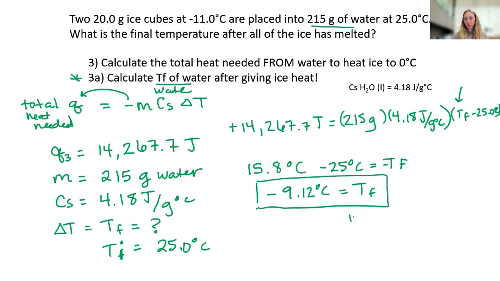And that's the final temperature of the water. Oh, whoops, sorry, that's a negative there, right? I missed my negative. So double check, make sure you're paying attention to your negatives. That's going to become positive. So positive 912 degrees Celsius, right?